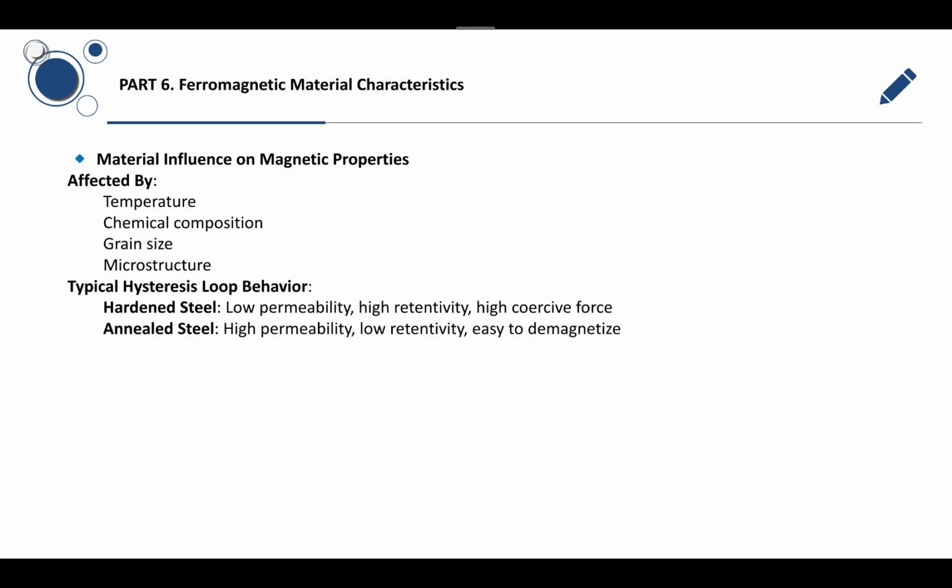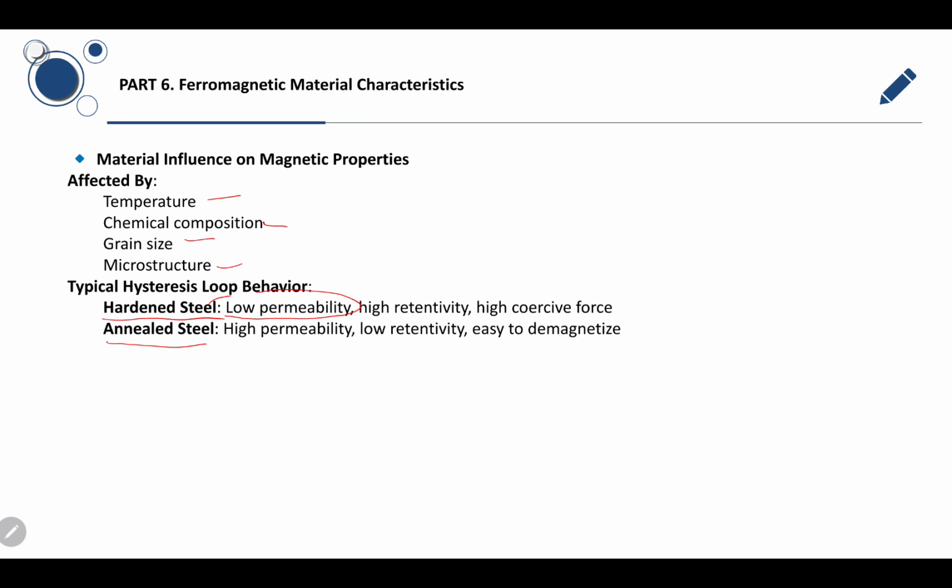And the magnetic properties of a material are not static. They are significantly affected by several factors like temperature, chemical composition, grain size, microstructure. These factors lead to distinct hysteresis loop behaviors for different materials. In hardened steel, the material typically exhibits low permeability. It's harder to magnetize. It also has high retentivity and a high coercive force, making it difficult to demagnetize once magnetized.